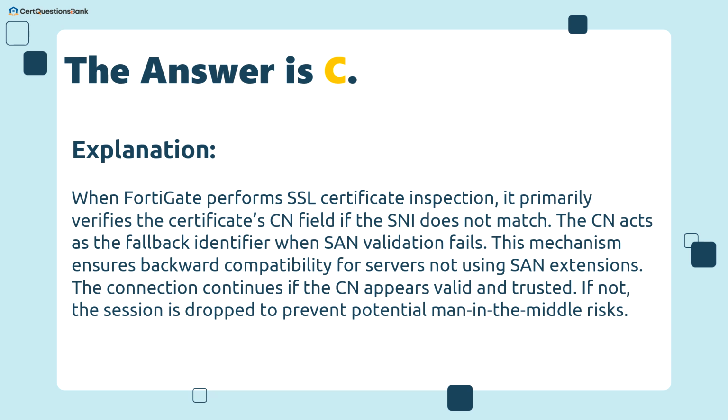The answer is C. When FortiGate performs SSL certificate inspection, it primarily verifies the certificate's CN field if the SNI does not match. The CN acts as the fallback identifier when SAN validation fails. This mechanism ensures backward compatibility for servers not using SAN extensions. The connection continues if the CN appears valid and trusted. If not, the session is dropped to prevent potential man-in-the-middle risks.